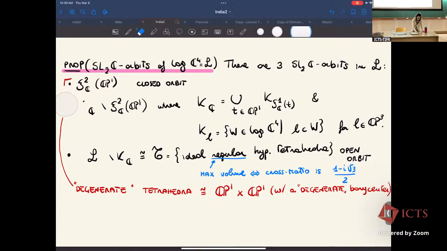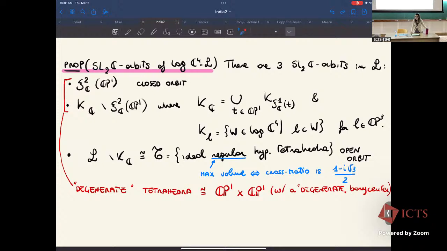And then there is this intermediate orbit that is not open, not closed, okay? And so the main point of this proof is really the fact that this open orbit is identified with the ideal regular hyperbolic tetrahedra. The other two orbits are defined as their degeneration, and their degeneration is CP2 times CP2. So on the diagonal, you just collapse to a point. Outside of the diagonal, the tetrahedra collapse to a line. So let's see how that goes, if the statement is clear.